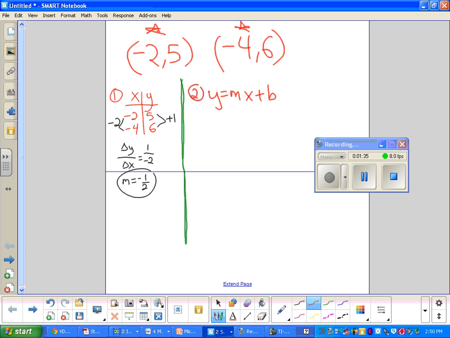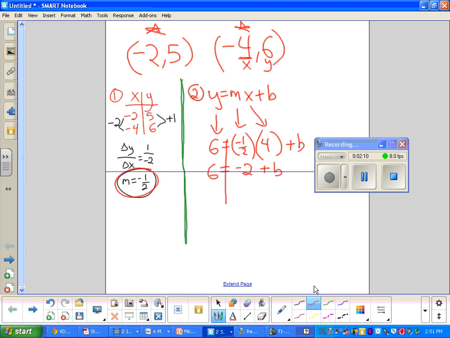It doesn't matter. I'll choose the second one. The 4 is my x, the 6 is my y. So in place of the y, I'll put a 6. In place of the m, I'll put a -1/2 because that's the value of our slope. In place of x, I'll put a 4 because that's the 4, and a b, which is what we're looking for. Just solve for it. Solve for b. -1/2 times 4 is -2.